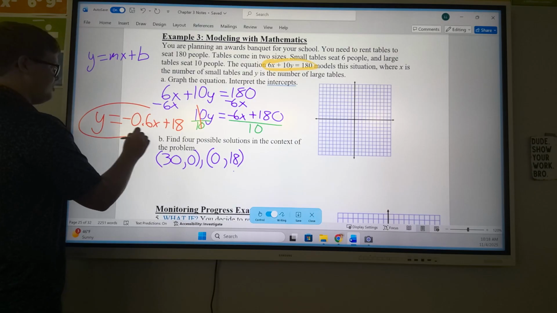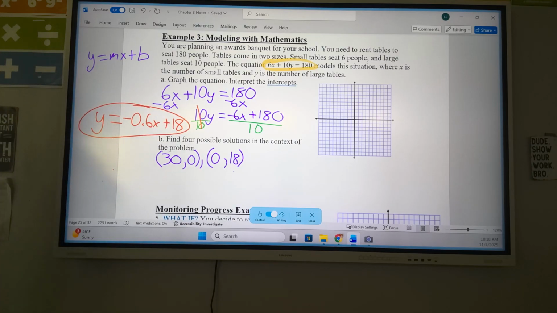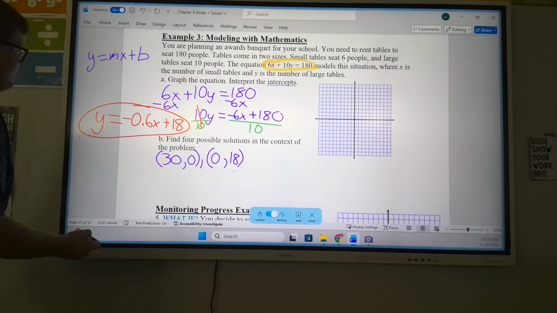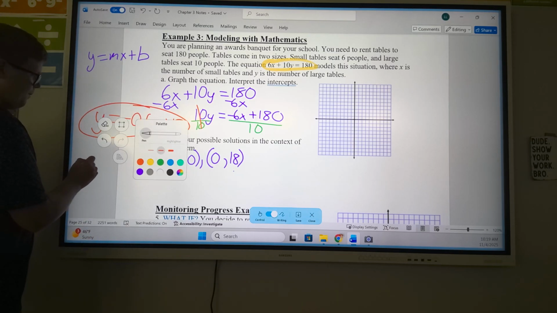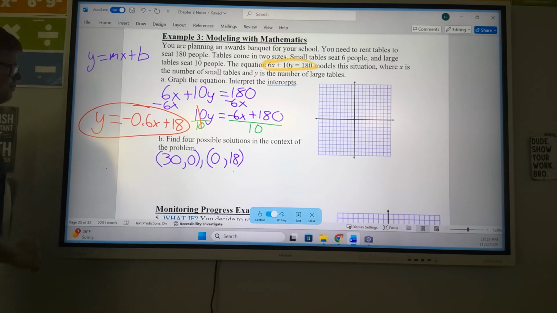So this is our slope-intercept equation that we are going to use to find two more possible solutions. Now, if we think about it, we can either A, use this as an input-output table to find two more solutions, or B, we can just plug numbers into the equation to find two more solutions. So that's going to be up to you. I'm going to try to represent this in an input-output table, like we've done in the past.